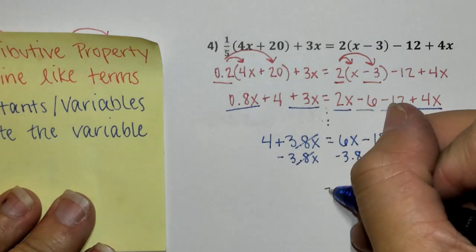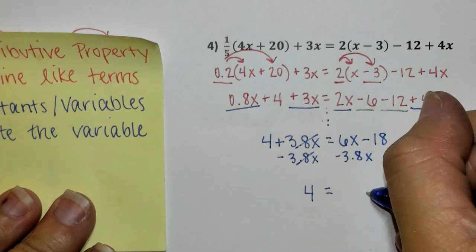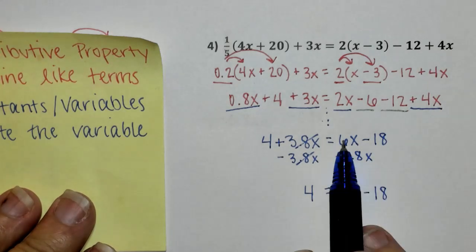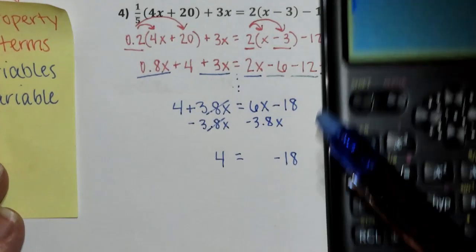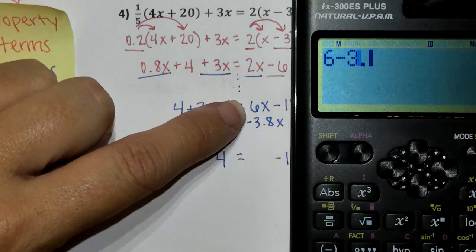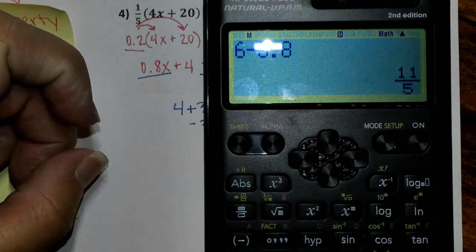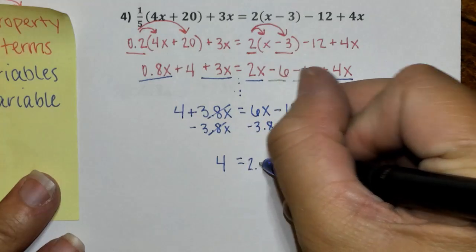Bring down my equal sign. Bring down my 4. And bring down my negative 18. Okay, but 6x minus 3.8x. Remember when you plug this into your calculator, we're just going to get 2.2, because we can just type in 6 minus 3.8 to get 2.2.